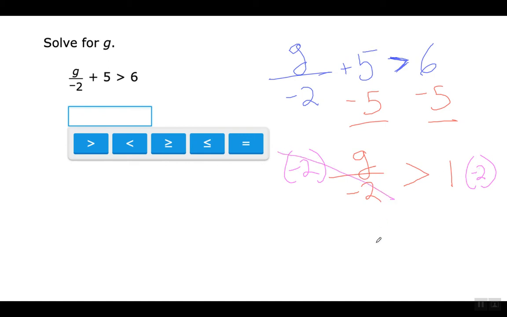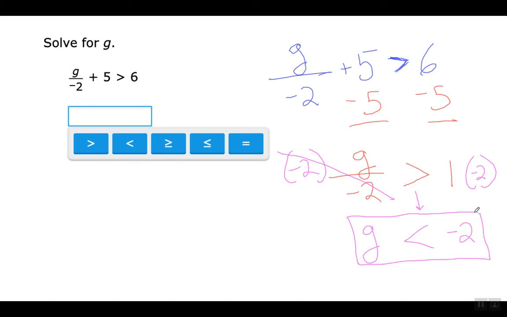Alright, so this cancels out. And g, oh, you know what? I almost forgot. In this one, since I'm multiplying both sides by a negative number, the sign flips directions. Okay, and my answer is going to be g is less than negative 2.